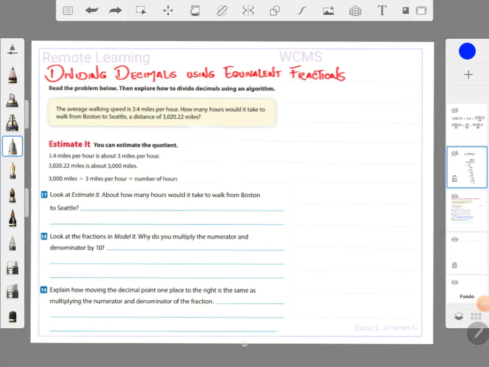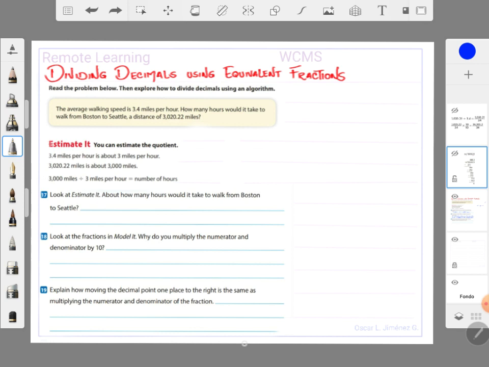In this video I'm going to show you how to use equivalent fractions in order to divide decimal numbers, okay? So let me start reading the situation. The average walking speed is 3.4 miles per hour. How many hours would it take to walk from Boston to Seattle, a distance of 3020.22 miles, okay?